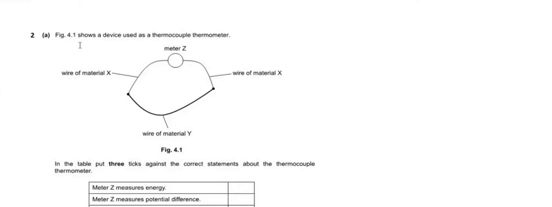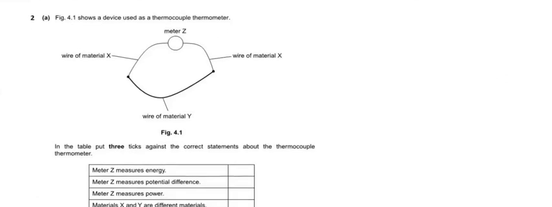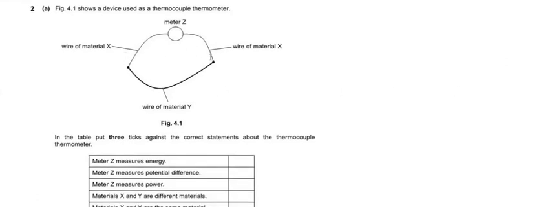Figure 4.1 shows the device used as a thermocouple thermometer. You can see this is a schematic figure for the thermocouple. In the table, put three ticks against the correct statements about the thermocouple temperature.